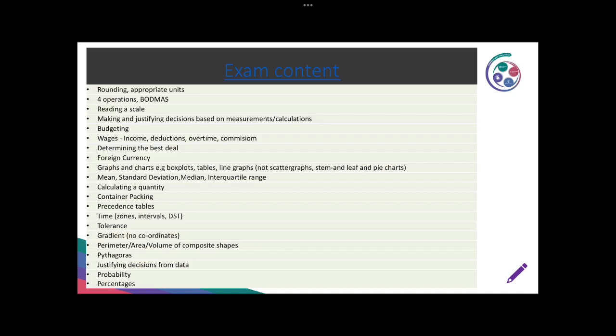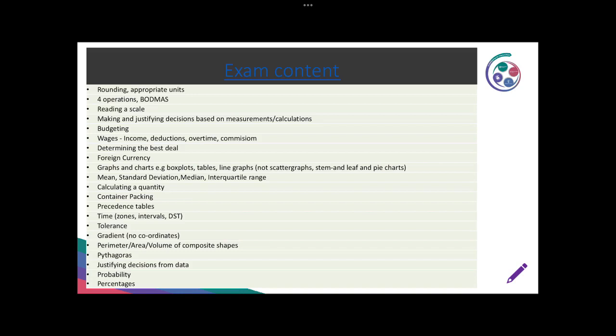You need to be able to read a scale. You need to be able to make and justify decisions based on measurements or calculations. So an example being the question where you had the thermometer and you were to say whether someone was well enough or not, and you had to answer that question and justify it based on you comparing the temperature in degrees Celsius and degrees Fahrenheit, I think it was. Budgeting, wages, income, deductions, overtime, commission. So you need to be able to deal with all of those.